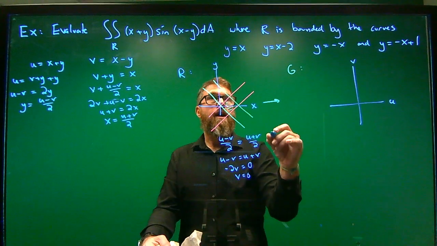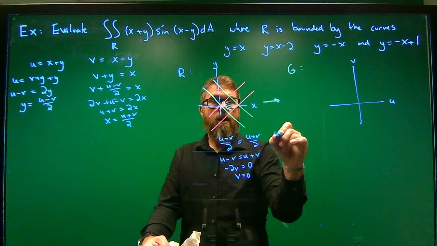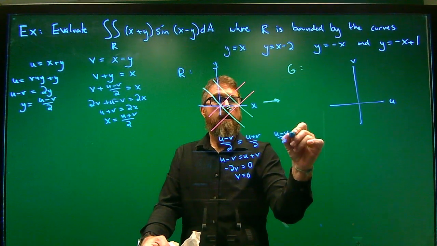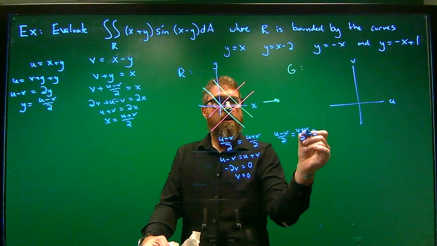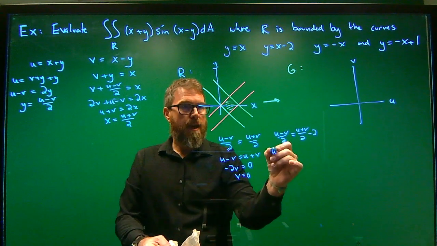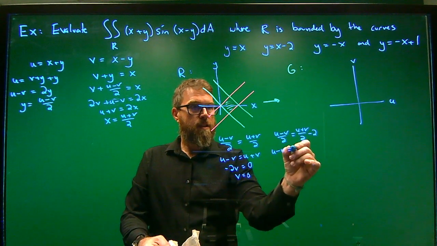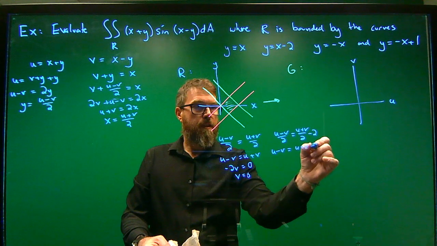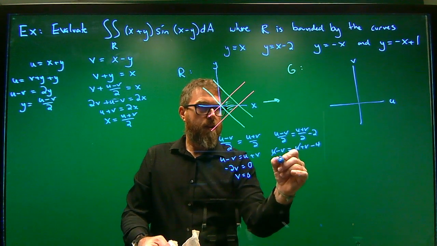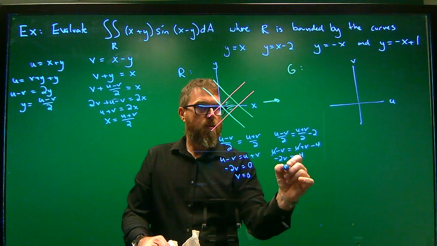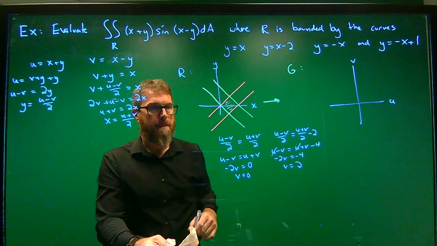Similar here, y is going to be equal to (u minus v) over 2, is going to be equal to x, which is (u plus v) over 2 minus 2. Multiplying everything by 2, we're going to have u minus v is going to be equal to u plus v minus 4. We can see that the u's are going to cancel again. So minus 2v is going to be equal to minus 4, so v is going to be equal to 2.